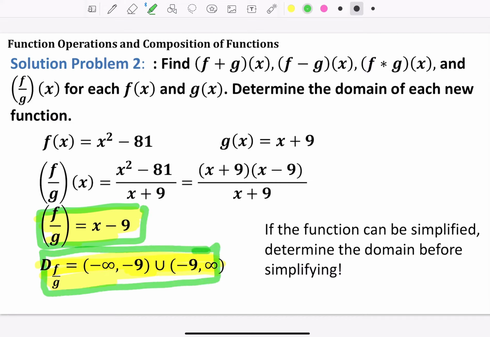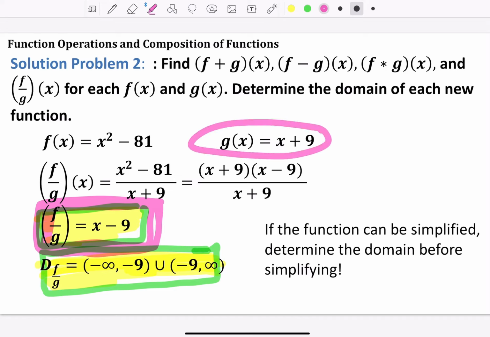Be careful with the domain of the division function. We don't want the denominator to equal 0. Any values that make g of x equal to 0 should be excluded from f over g of x. Now in this case, our division function does not have a denominator. There's no factors in the denominator. We still want to make sure we don't include any x value that makes g of x 0, because our function is going to have a discontinuity. There is going to be a hole at that point, x equals negative 9.